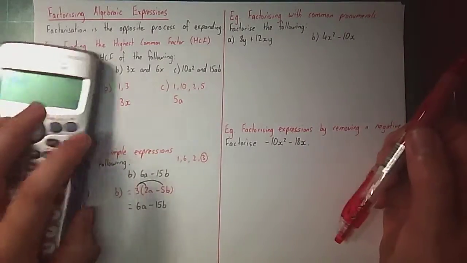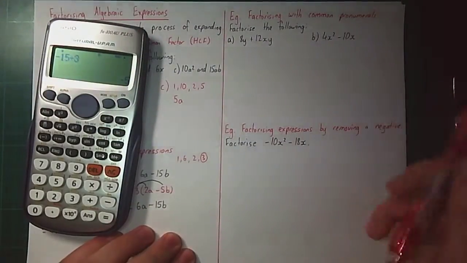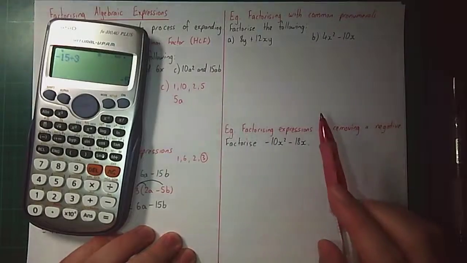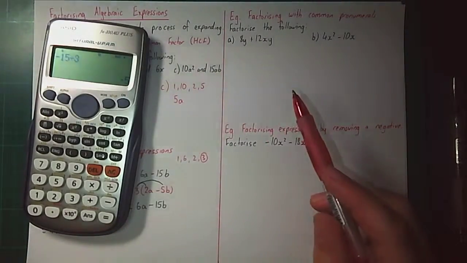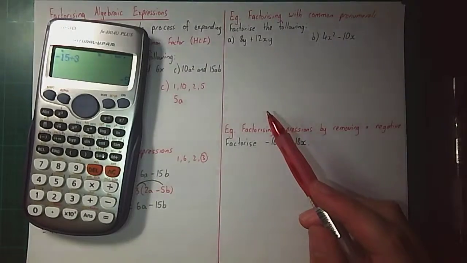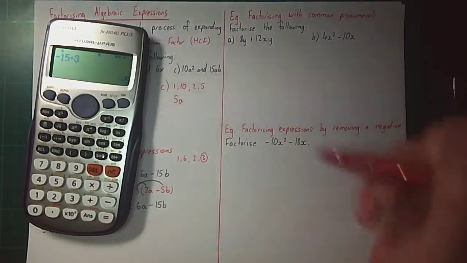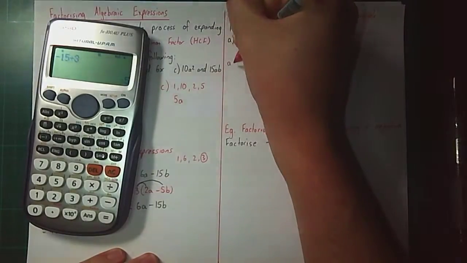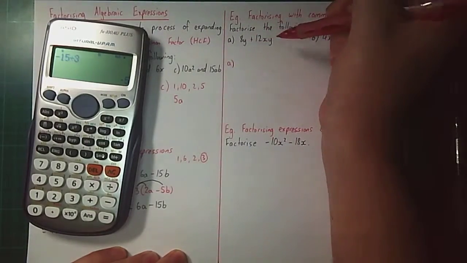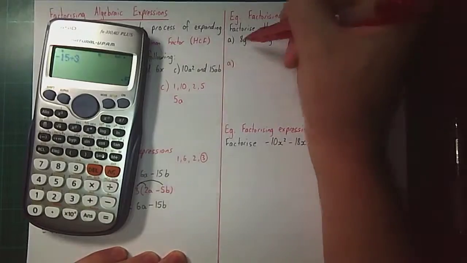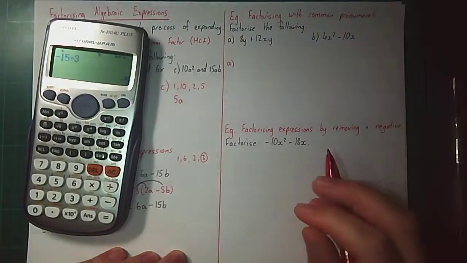Now, we're going to be factorizing with common pronumerals. So still, we're factorizing the following. It's still the same type of question, but in this situation, it's more than just the numbers that have a common factor. It's also the letters. So let's look at A here. We've got 8y plus 12xy. So first of all, you can see that there's a y in common, so that's going to be important.